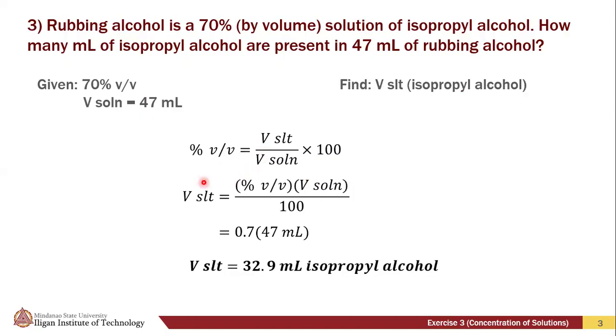So we rearrange the formula for percent by volume, and we should isolate volume of the solute. So you have this form, which is similar to problem 2, and we substitute. So we have 0.7 times 47 ml, and we should get the volume of our solute, which is 32.9 ml of isopropyl alcohol.